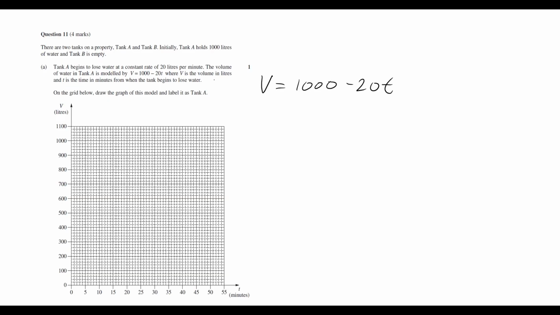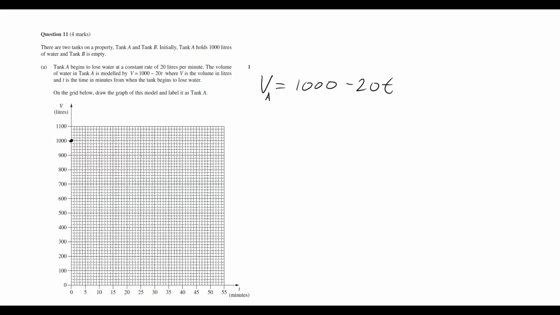where V is the volume in litres and T is the time in minutes from when the tank begins to lose water. So on the grid below, draw the graph of this model and label it as tank A. And what I might do with our equation here, I might just label that V sub A, so that way we know which tank we're talking about here. Okay, so we know that it starts with 1,000 litres in it, so that means we'll have a y-intercept over here at 1,000.